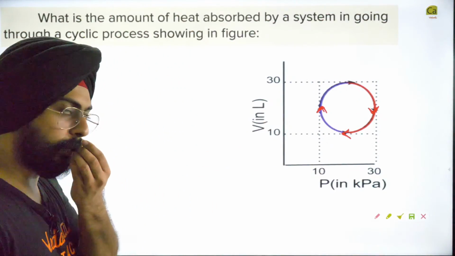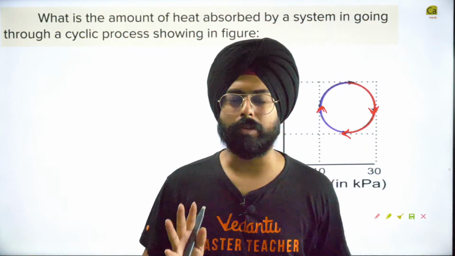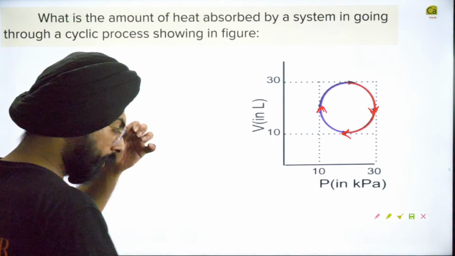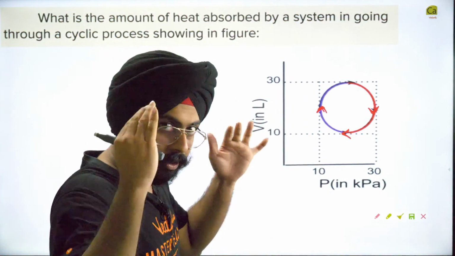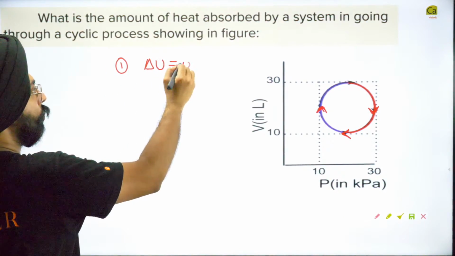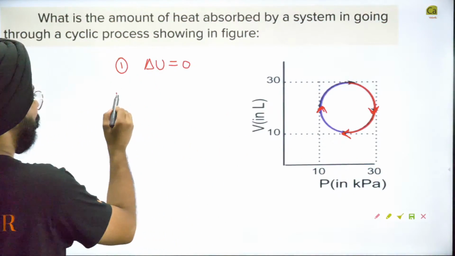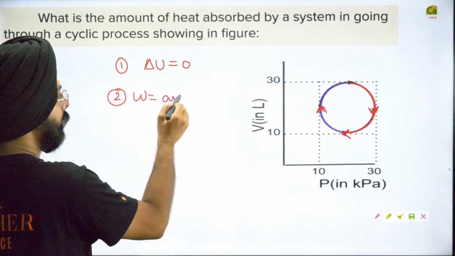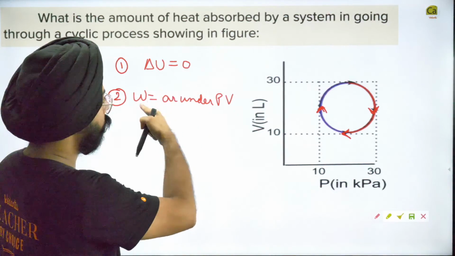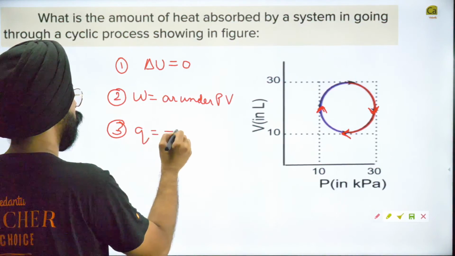So in this cyclic process, you have to figure out what is the heat. How do we calculate the heat? See, if I can calculate the area under the PV curve, I can calculate the work. What is the step-by-step thought process? First thing is, delta U will be equal to 0 in a cyclic process. If I start from this point, come back to this point, delta U will be 0. Then work done is basically area under the PV graph. So I can simply do Q is equal to minus of W.